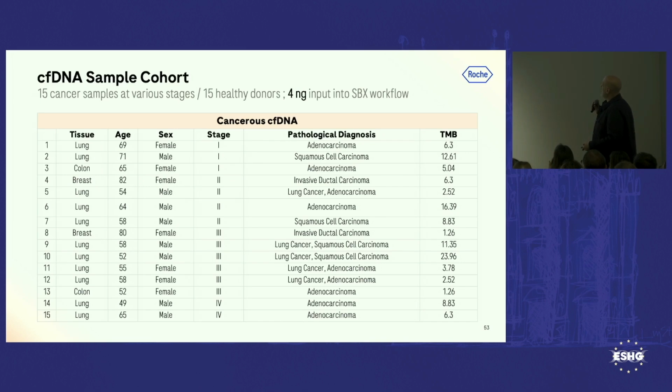Okay, and as far as the sample cohort, we used 15 cancer samples at various stages and 15 healthy donors, all 4 nanograms each for each one of them. And this is the breakdown of the different samples with the tumor fraction there.